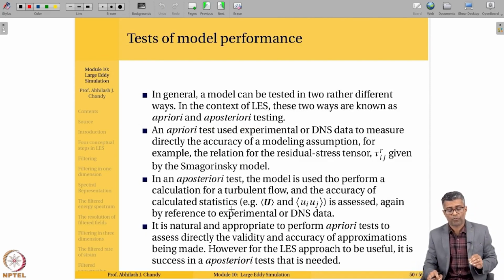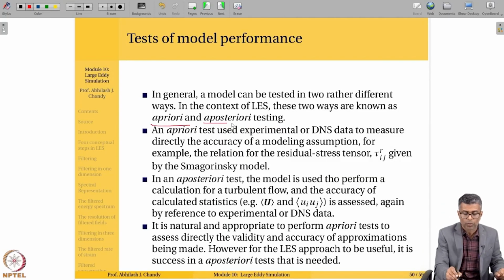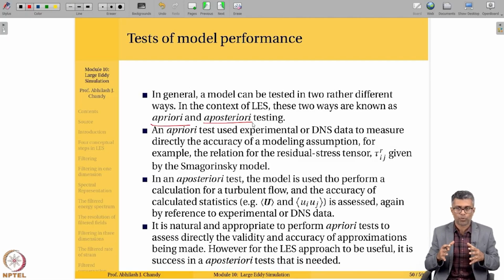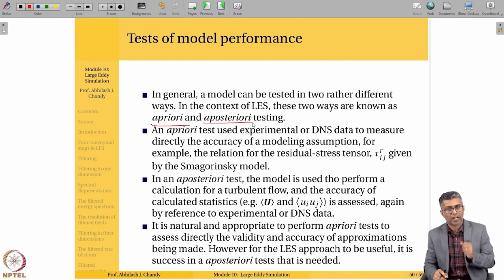There are two ways in which we can test the LES model performance. One is a priori and the other one is a posteriori. And a priori testing is probably not something that you regularly see, but it's still available out there, and there are several studies that do that.